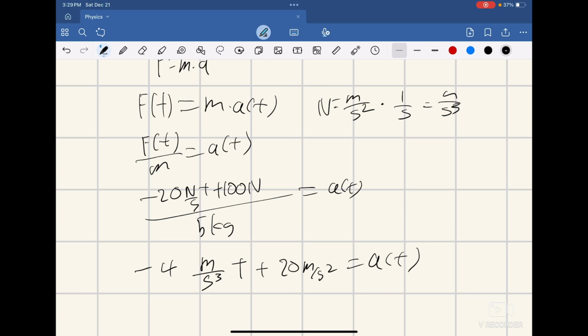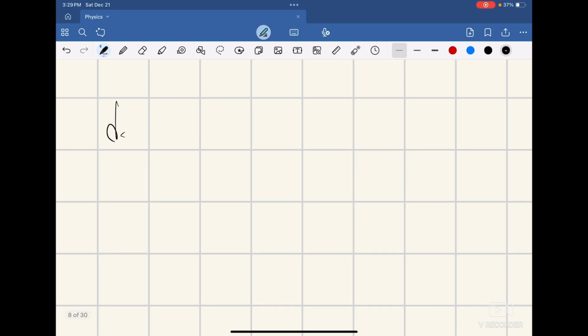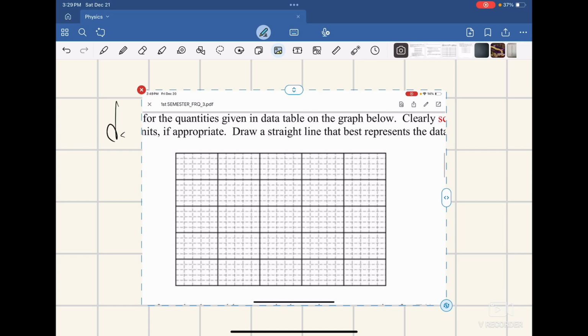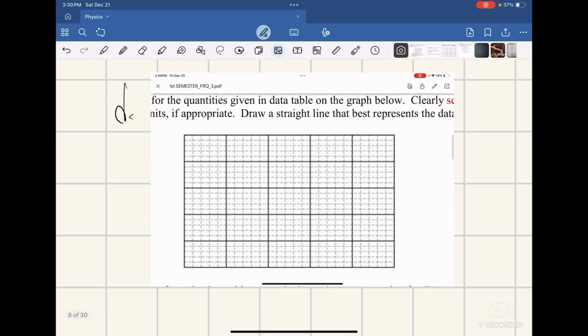For part D, we're asked to find and sketch the acceleration versus time graph. I'll just bring out the same graph from before, because it gives us about the same graph. There are two ways to do it, mainly.